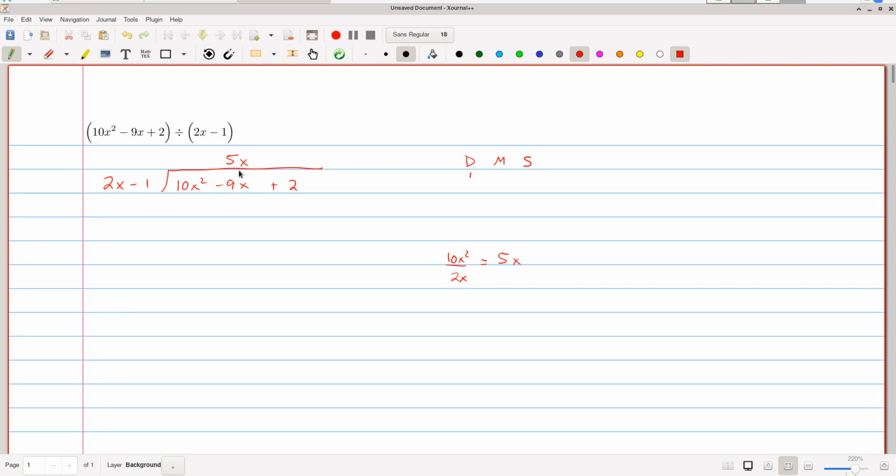That means we take 5x and distribute it to every term in the divisor. So 5x times 2x is 10x squared. 5x times negative 1 is negative 5x. The multiplication is done. Let's go on and subtract.